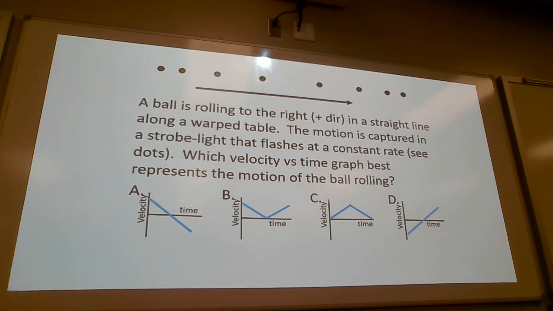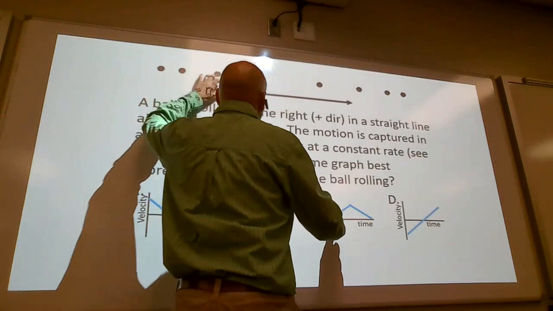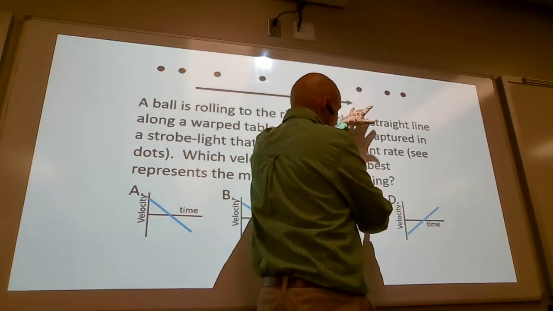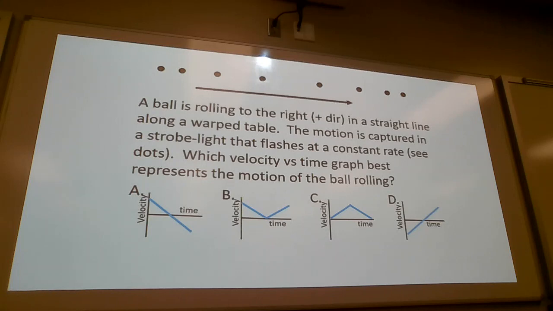Correct answer is C. How are we doing with that? Okay, we're always moving in the positive direction, so we're always above the x-axis. Start slow, you're near zero. Faster, so you're away from zero. And you slow back down again, you're still in the positive direction, still above the x-axis.